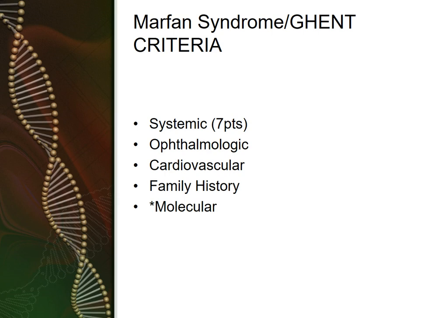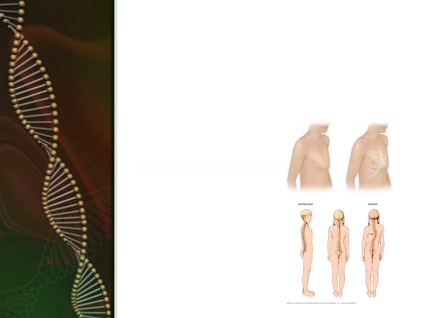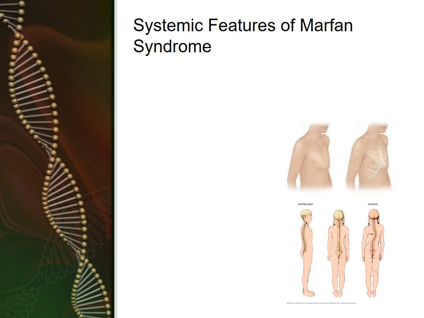So we're going to talk about the Ghent Criteria, and this is the clinical diagnosis of this disorder. There are 7 systemic features, and that means clinical on exam features, ophthalmologic features, cardiovascular, family history. Approximately 40% of patients with Marfan's have a family history, and then molecular testing, which is relatively new.